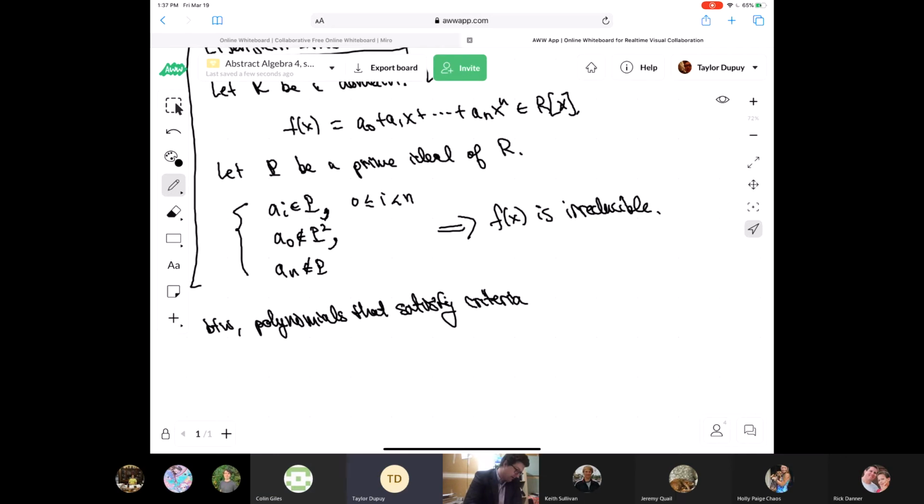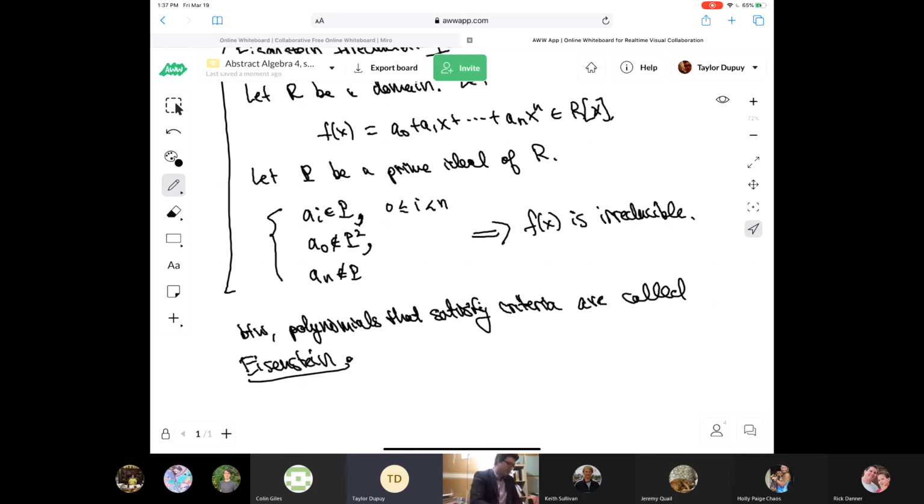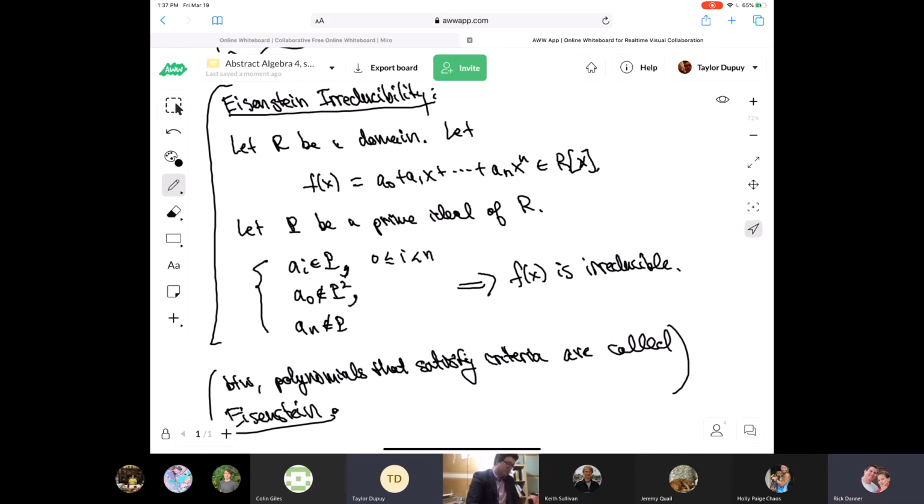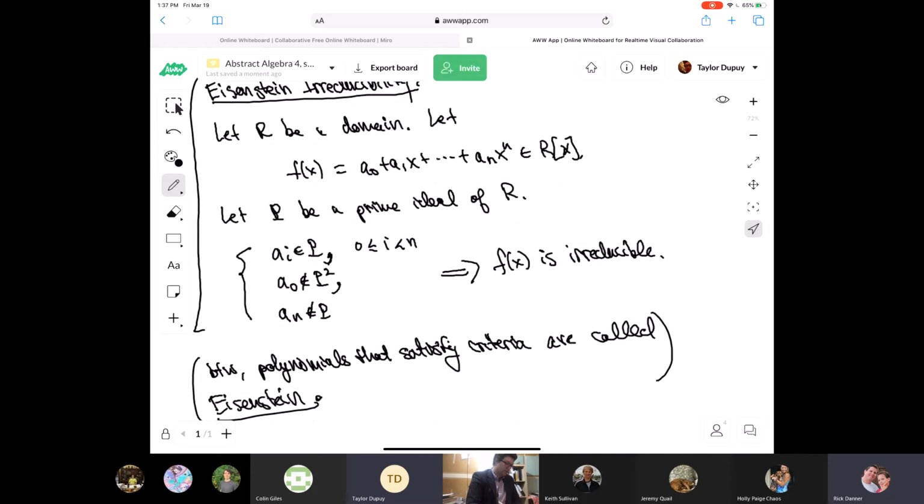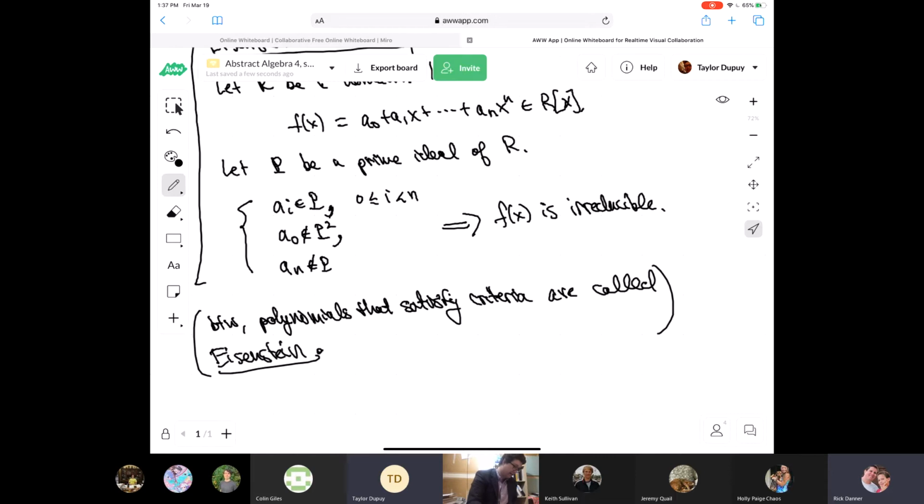So polynomials that satisfy criteria are called Eisenstein. Sometimes people will talk about Eisenstein polynomials. On a smaller scale, Eisenstein's nice because if you factor the constants real quick, you can see. Yeah, exactly.